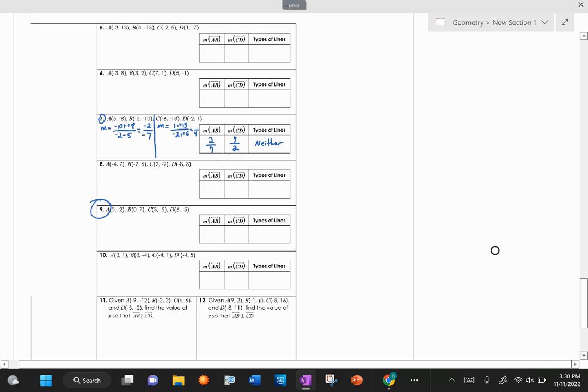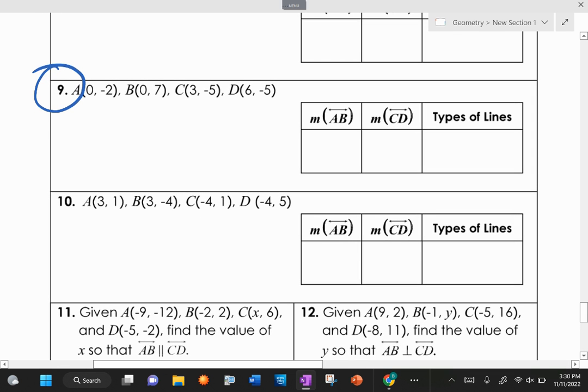There we go. Okay, and then number 9. Number 9 can be a little trippy. I'm going to go ahead and put it up here, though.